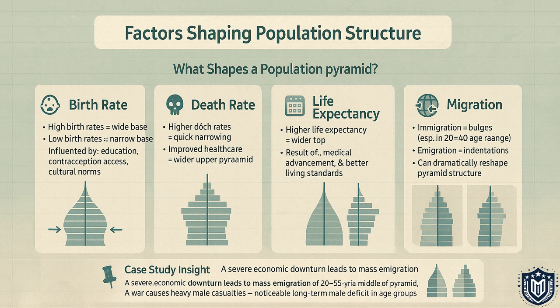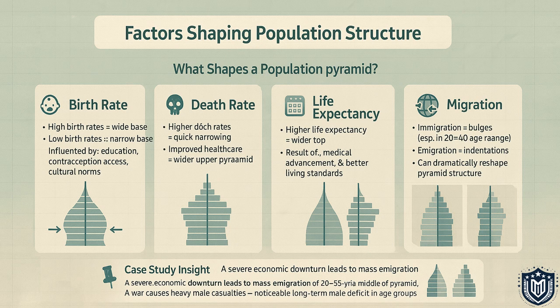Moving up the pyramid, we have the death rate. In countries with poor health care or sanitation, higher death rates cause the pyramid to narrow sharply at younger ages. But as nutrition, medical care, and sanitation improve, more people survive longer, widening the pyramid's upper sections.